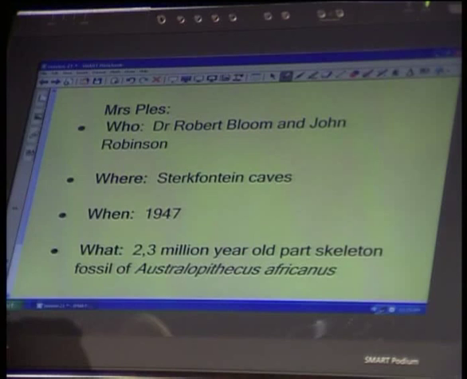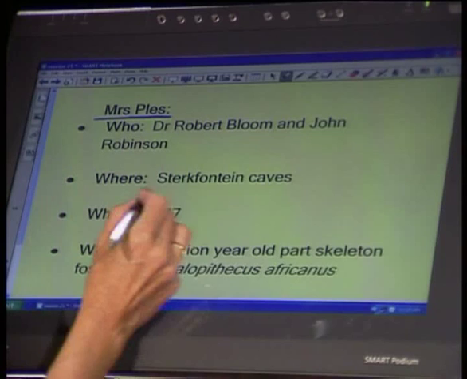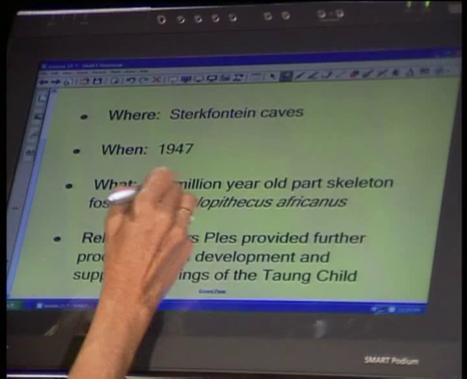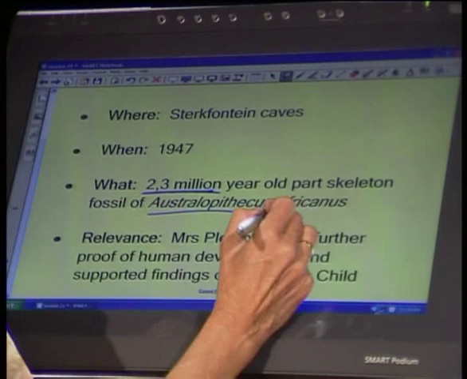Okay, then we have Mrs. Ples, and Mrs. Ples is probably the most popular fossil known to man. She was found by Dr. Robert Broom and John Robinson at the Sterkfontein Caves in 1947. It was a 2.3 million year old part of a skeleton fossil, also Australopithecus africanus.